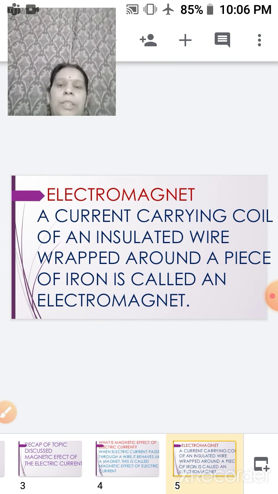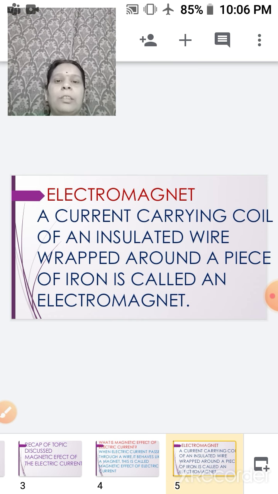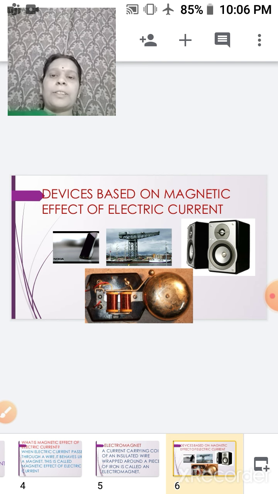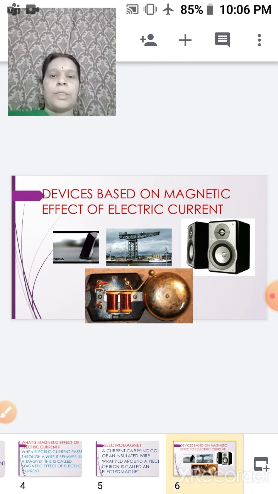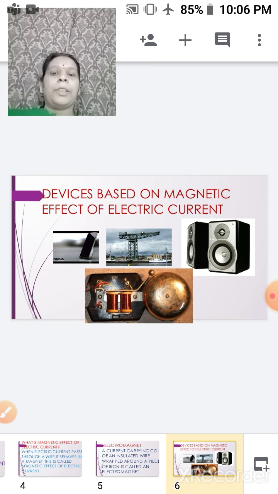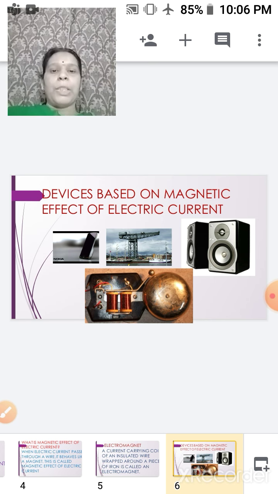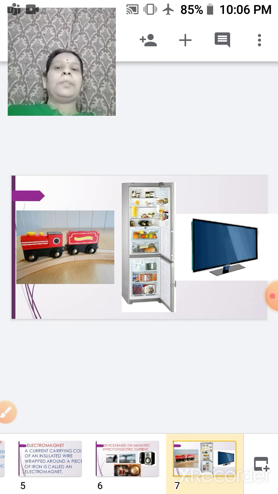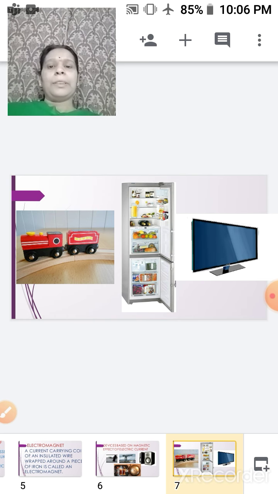An electromagnet is a current carrying coil of an insulated wire which is wrapped around a piece of iron. All this we discussed yesterday. Then we saw some of the devices which are based on the magnetic effect of the electric current. Among them we have our mobile phones, cranes which are used in the dump yards, loudspeakers, electric bell, toys, refrigerators, as well as the television.